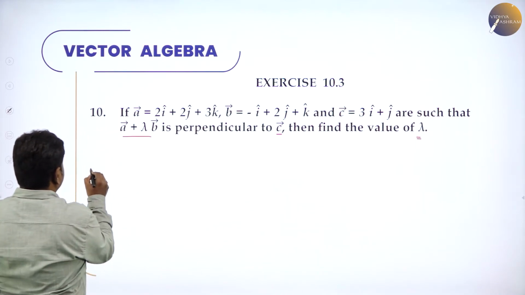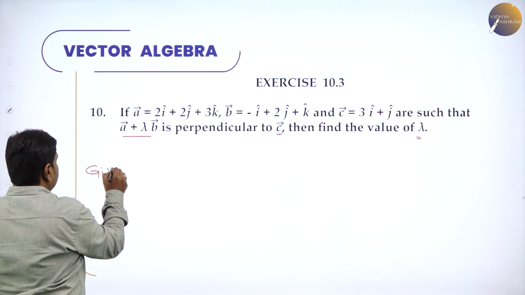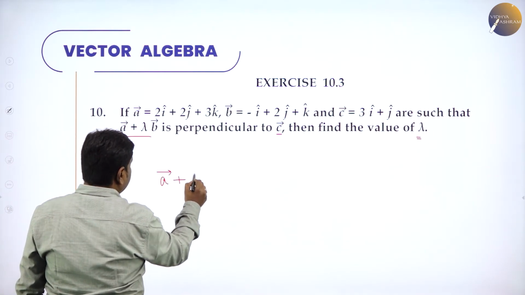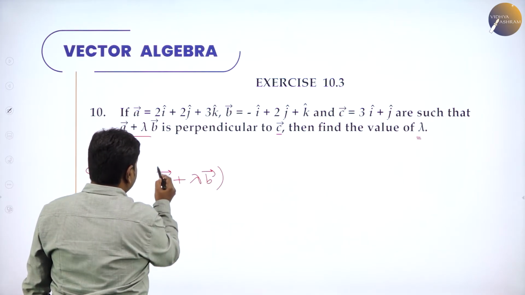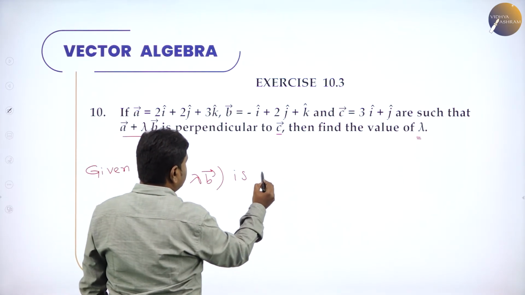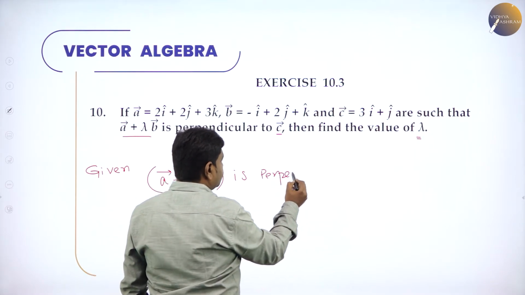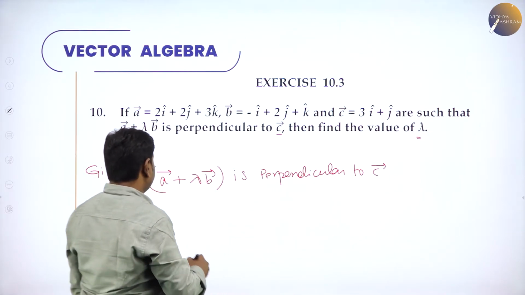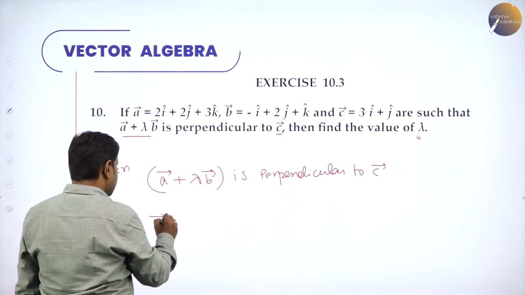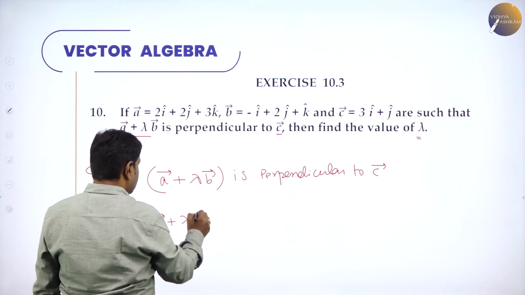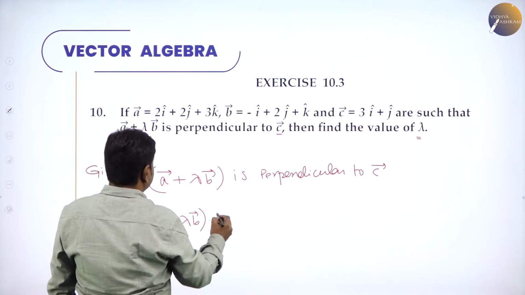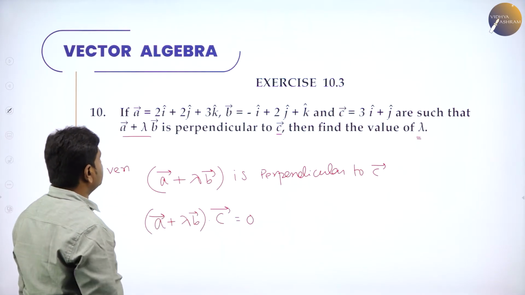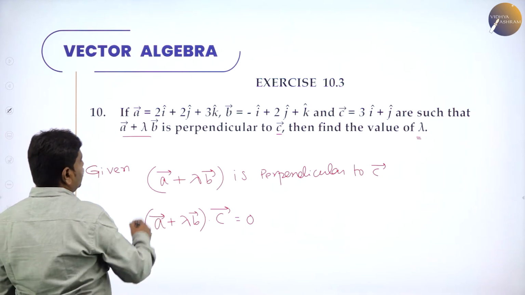So first, I'll symbolize what is given. Given a plus lambda b is perpendicular to c. This is given. What does it mean? It means a plus lambda b dot c is 0. This is what is given. So now first we'll find a plus lambda b.